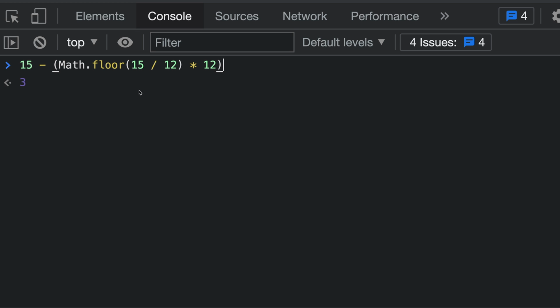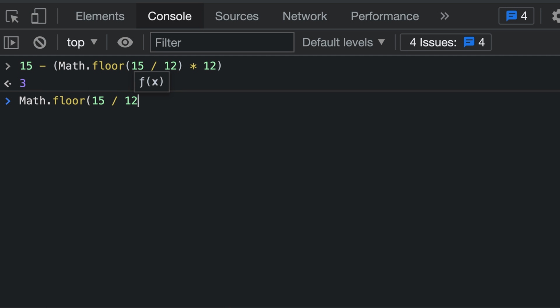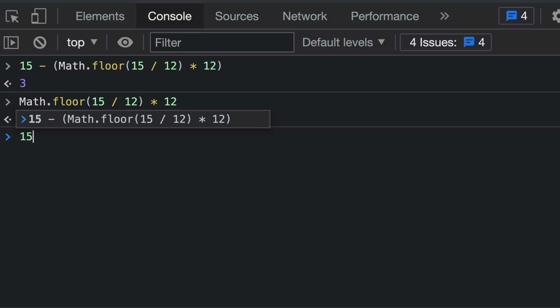So what we're doing here is that we first divide 15 by 12. 15 divided by 12, that will give us 1.25, but we don't care about decimals when we're using modulo, so that's no good. So we have to Math.floor, and this will give us 1, because if we round this down, it will remove the decimals, so then we have 1. And then we multiply this by 12, and it will give us 12. We have 12, and we have 15 minus 12, it will give us 3. So this is another expression instead of using modulo.